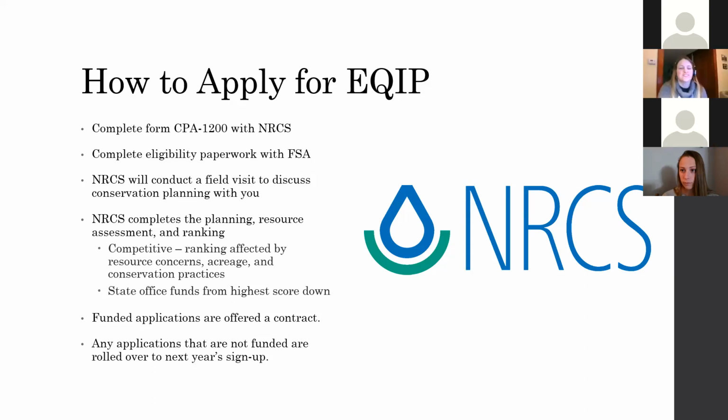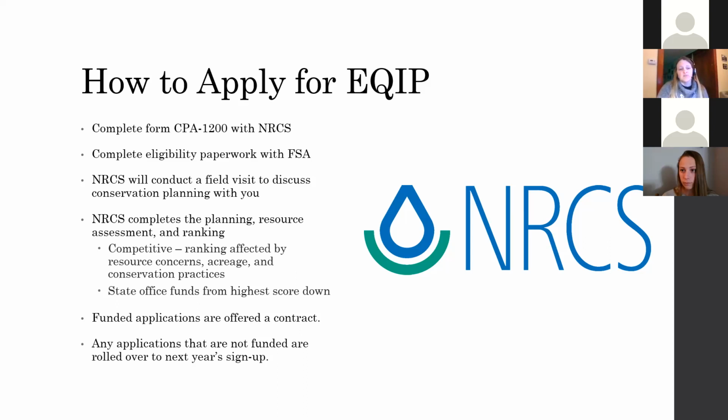Yes, so applying for EQIP, the first thing that you would need to do is contact your local NRCS office, which would be me if you're in Portage or Trumbull County, or you can contact me and I will refer you to the correct person in your county. Then you will need to complete the form CPA 1200, which is the actual form number. Again, it's the government, we like acronyms and form numbers and everything. You will still complete your eligibility paperwork with Farm Service Agency. And even if you're an existing customer, you want to touch base with them to make sure all of your eligibility is up to date.